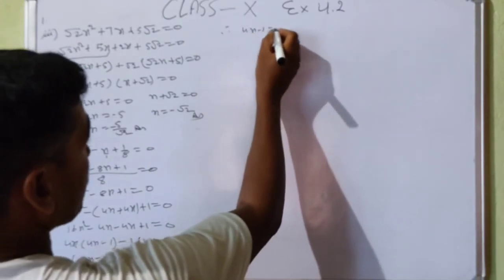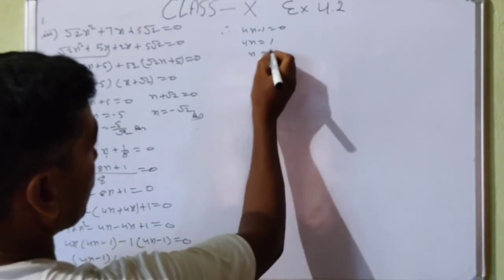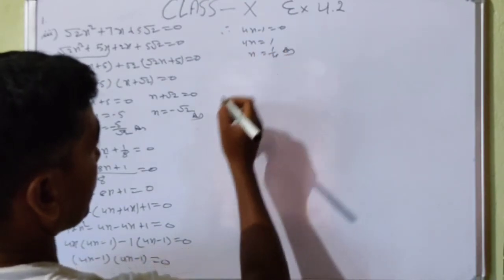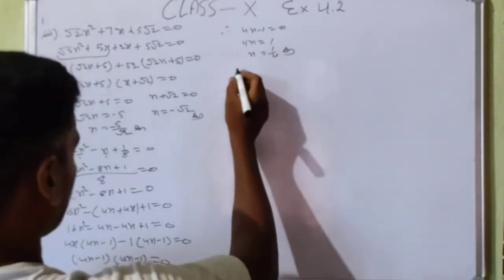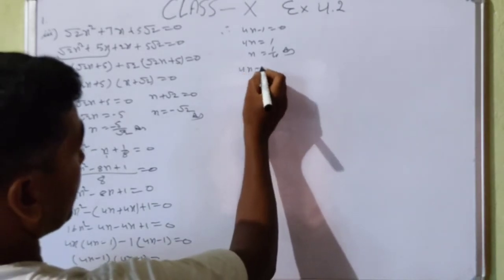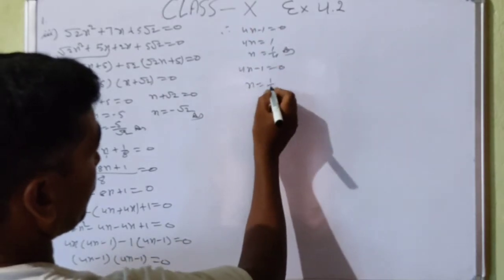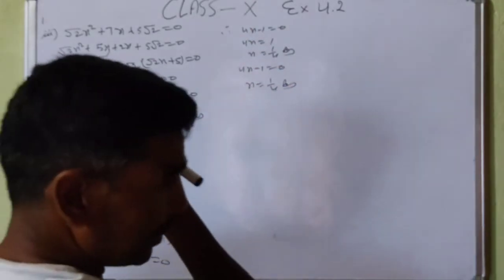4x minus 1 is equal to 0. So 4x is equal to 1, so x is equal to 1 upon 4. This is the first root, and then the second root is again the same, 4x minus 1 is equal to 0. Same thing is coming, so x is equal to 1 upon 4. This is the second root.